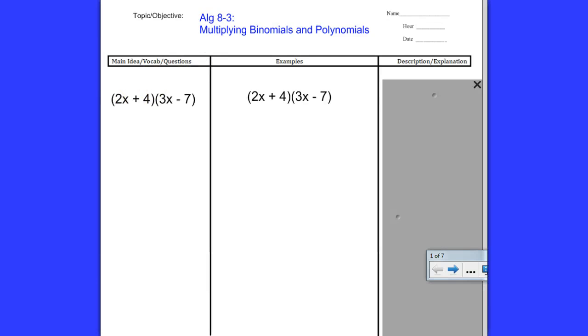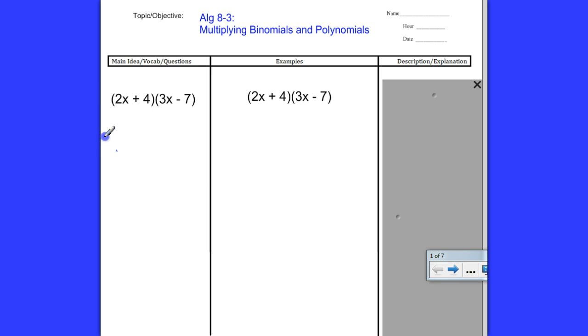Hello there, welcome to Algebra Lesson 8-3, Multiplying Binomials and Polynomials. You need a piece of paper in front of you. You can use the template that I gave you in class if you want it, or you can do this on a regular piece of paper. It doesn't matter. We're just going to do a few examples that will hopefully get you through the basic concept of what's happening here when we multiply polynomials.